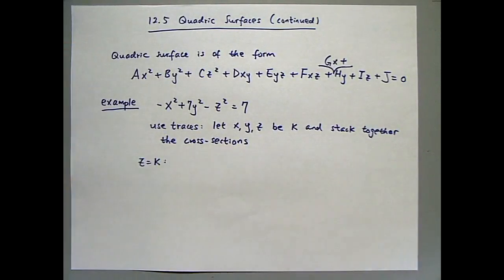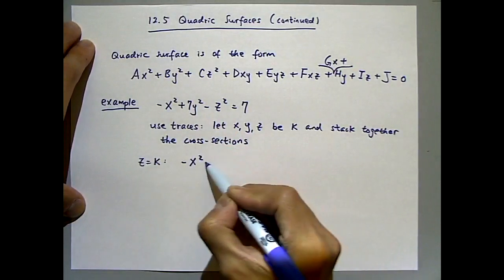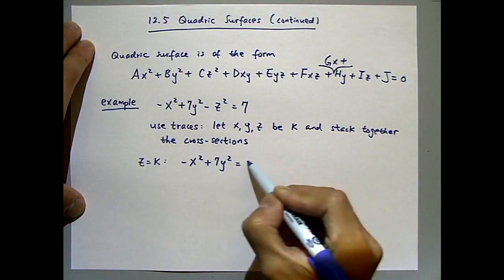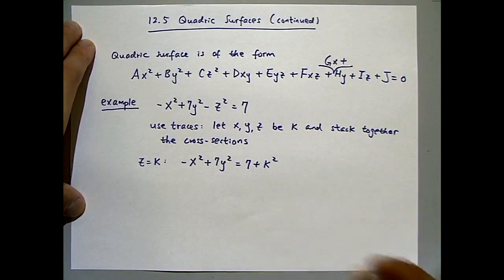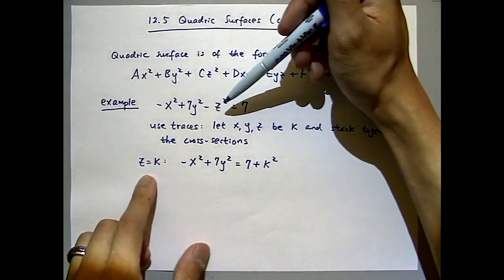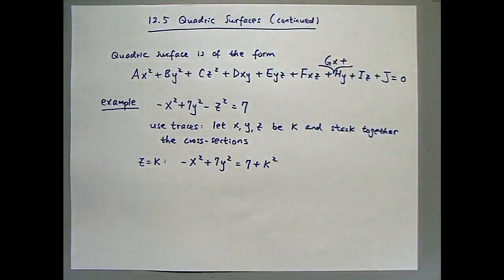All right, so for some constant z equal to k, the shapes that we'll be dealing with are minus x squared plus 7y squared equal to 7 plus k squared. Right? Remember, z becomes k, a constant of our choice. It goes over to the other side, so we have 7 plus k squared.